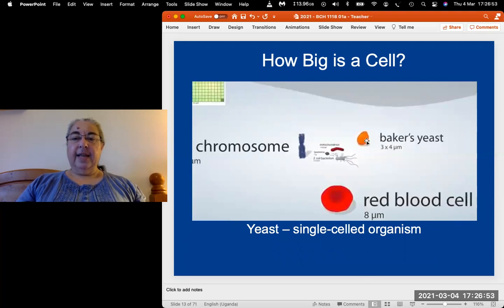And here is another single-celled organism. This is Baker's yeast. And you can see that this is much smaller than a red blood cell. So we're seeing a big range in size of cells. And here we're starting to see things inside cells. So here is a chromosome from a human nucleus.